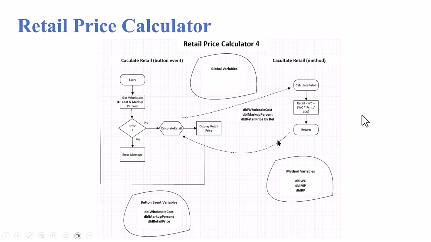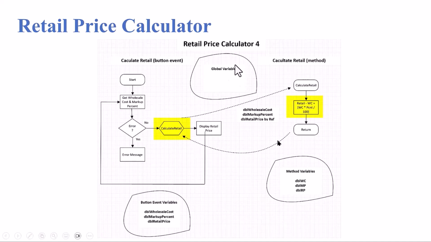Let's look at retail calculator 4 and understand how this all works. Again, the same program. We've got the get markup price, all that kind of stuff's here. We're checking for errors if we come back. We finally get to the calculate retail, and we actually do the processing over here in the method and then return the value. Well, not necessarily this time.